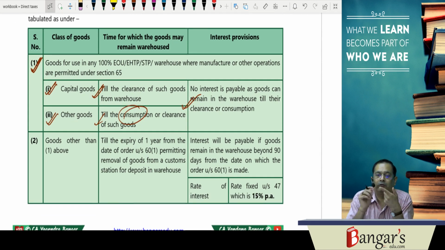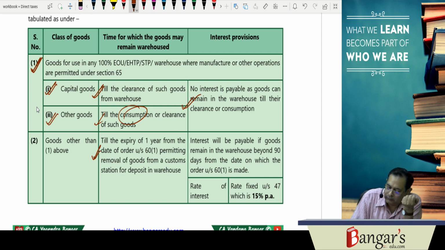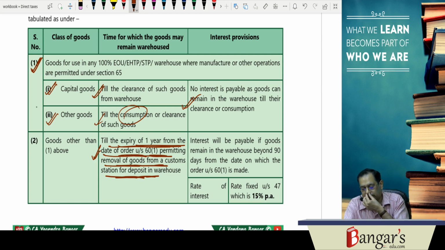Then in case of goods other than those goods which are for 100% EOU, ESTP, STP, or for manufacturing operations in warehouse, except those goods, the warehousing period is 1 year. The warehousing period is 1 year from the date on which the officer gives an order permitting removal of goods from customs station for deposit in warehouse. So it's 1 year from the date when the officer gives an order permitting deposit of goods in warehouse.